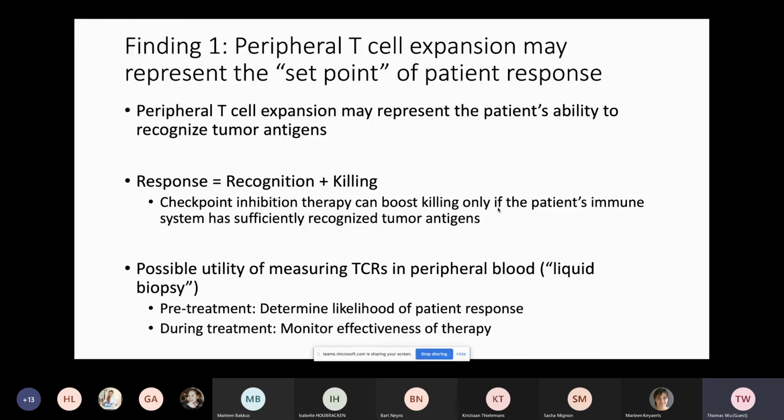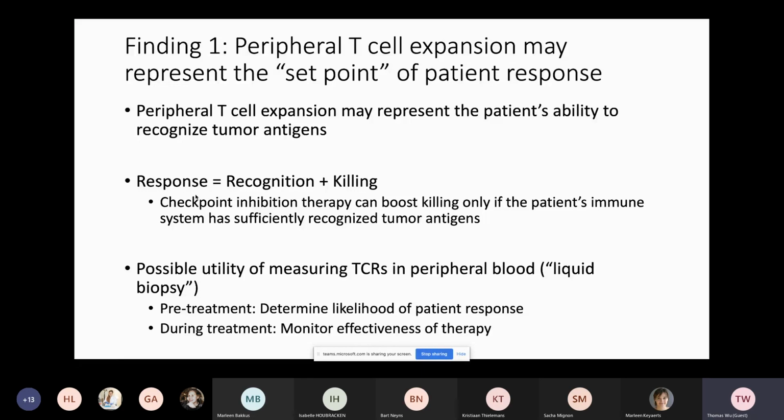Finding 1 is, again, the importance of T cell expansion and its relationship to clinical response. Our interpretation is that different patients have different degrees of peripheral T cell expansion, representing what Ira Mellman has called the set point of your response. We think this really represents your ability to recognize tumor antigens. As we indicated in one of the first slides, the first step in the immunity cycle is to bring antigens to the lymph nodes, and then for the recognition of those antigens to activate and expand the T cells in the periphery.